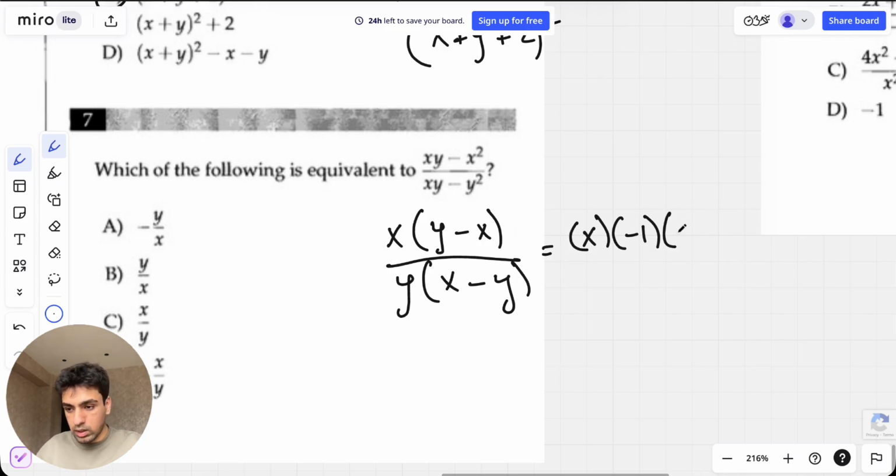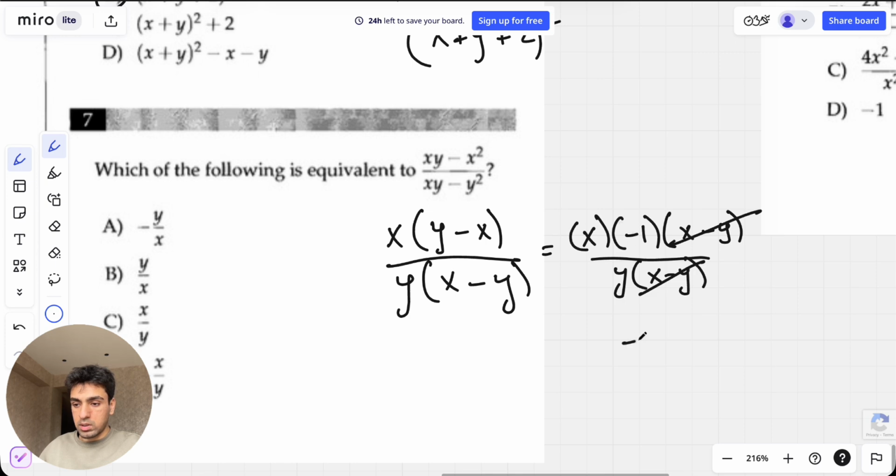So you can write this as x minus y, right? If you open this, you get minus x plus y, but if I factor the minus 1, I can write this as x minus y. So just change their signs, and then this is x minus y, just copy whatever is here, that's the same thing. X minus y cancels with this, I have x times minus 1, which is minus x, divided by y. That would be your answer.